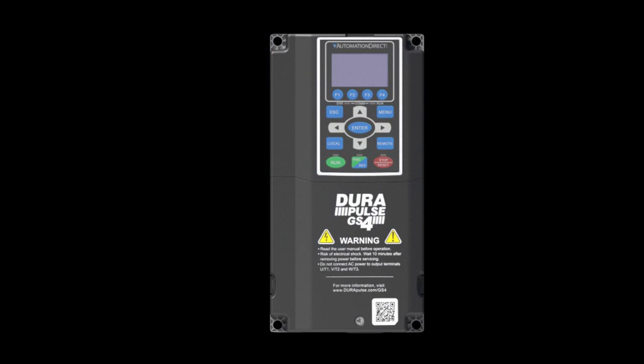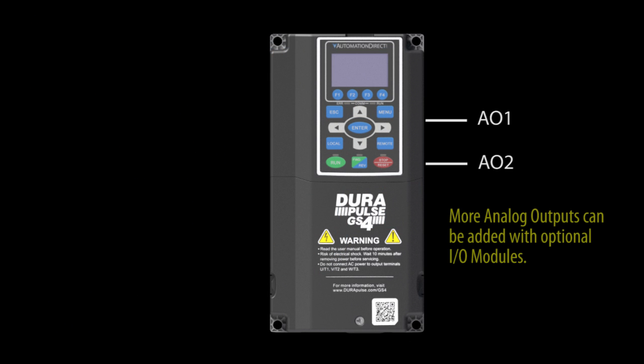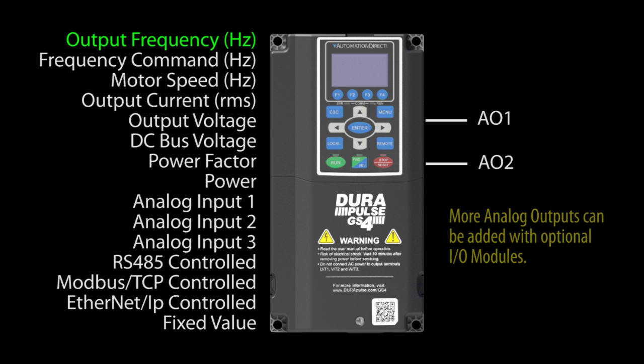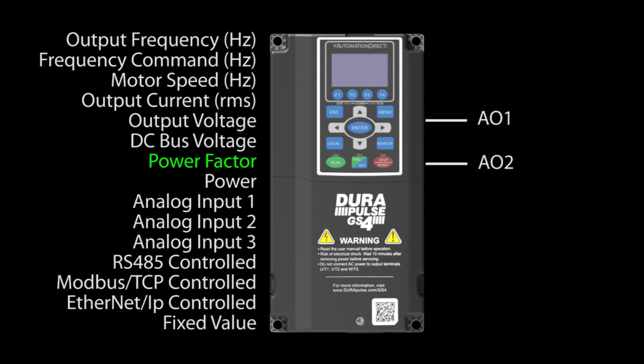GS4 variable frequency drives have two analog outputs, and either analog output can be used to represent any of these things: the output frequency, motor speed, or power factor. They can show you what the analog inputs are doing, be commanded from serial Modbus, Modbus TCP, or Ethernet IP, and you can even enter fixed analog output values directly from the keypad, which is handy when you're trying to calibrate your system and just want to force a known output for test.